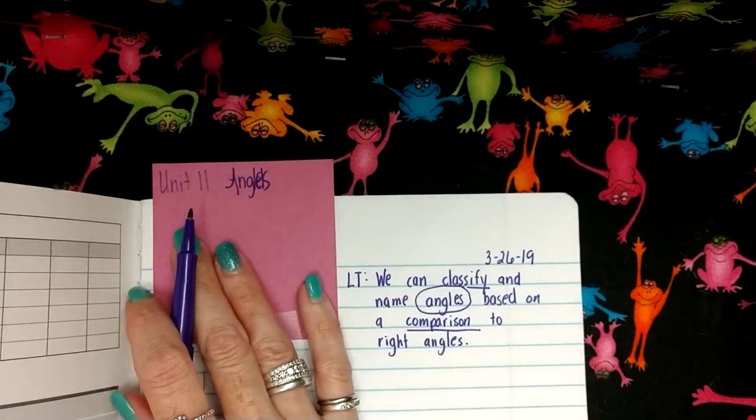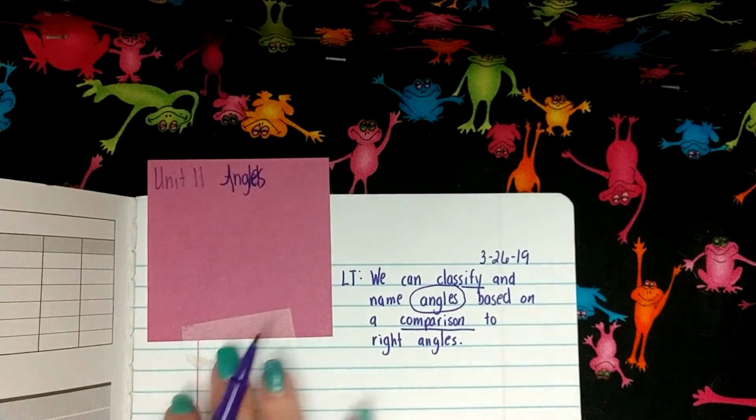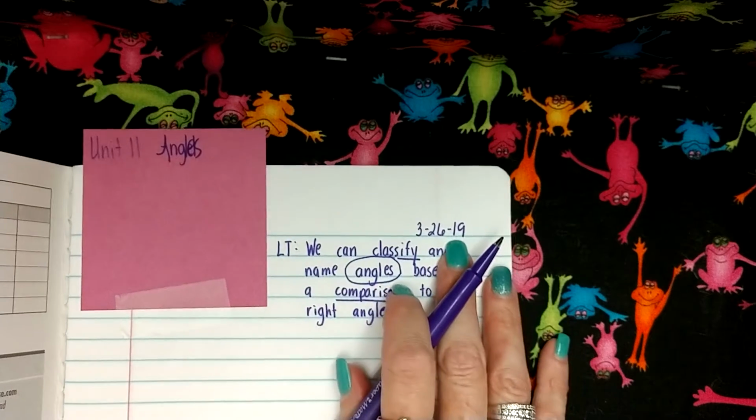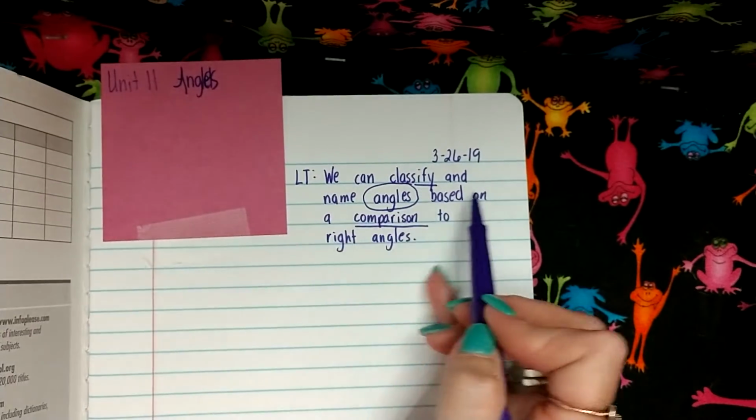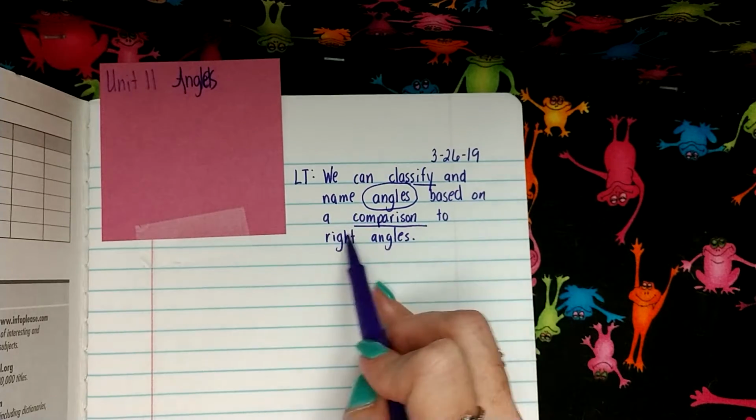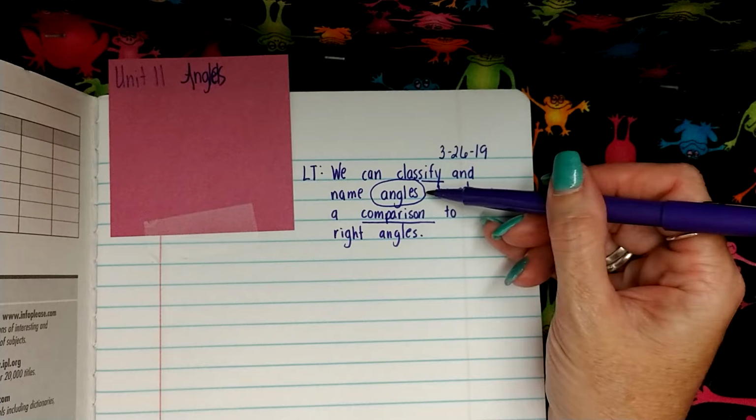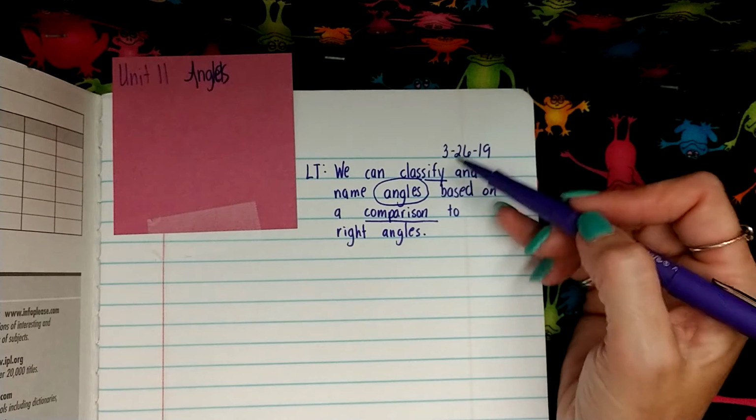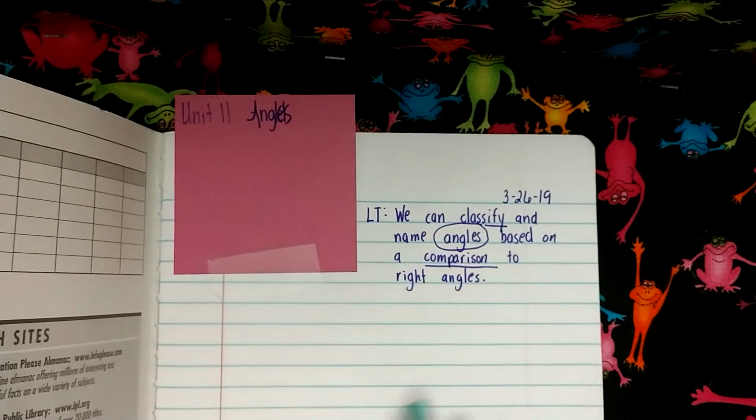We started off with Unit 11, angles, today, and it was on a purple sticky note that should be affixed. We had our date, 3/26/19, and our learning target: we can classify and name angles based on a comparison to right angles. We talked about that our focus was angles, and what are we doing with them? We're classifying them when comparing them to right angles.